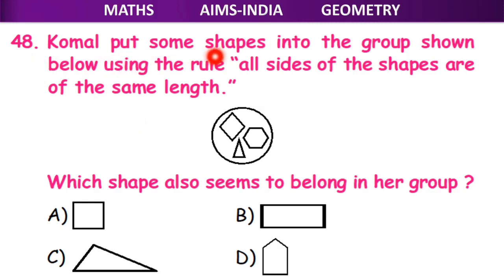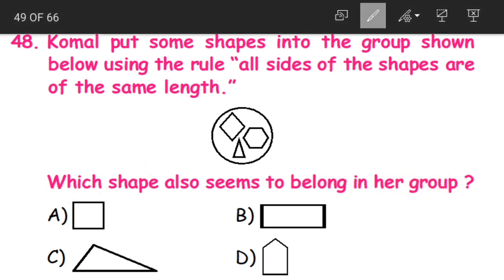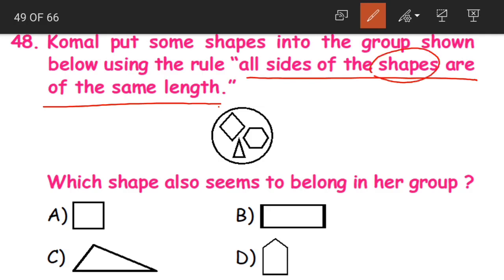Question 48. Komal put some shapes into the group shown below using the rule: all sides of the shape are of equal length. Now which shape also seems to belong in her group? That means, all sides of the shapes are of the same length. So from the given 4 options, we have to find out the shape which has sides of the same length. Coming to option A, square.